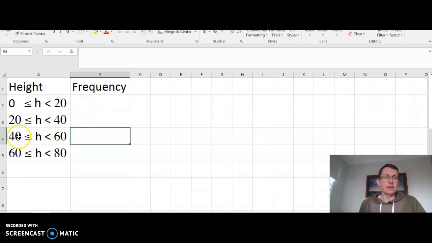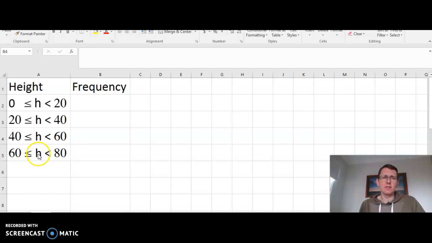This class interval would be people who are 40 centimeters, including up to 60, but not including 60. So it could be like 59.99999 centimeters. That's someone who would be in there. But as soon as they hit that 60 centimeter exactly mark, they're going to fall into this category. Clearly, now this gives me a clear distinction, unlike the other ones.